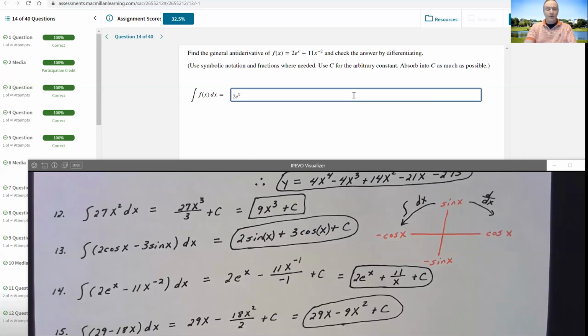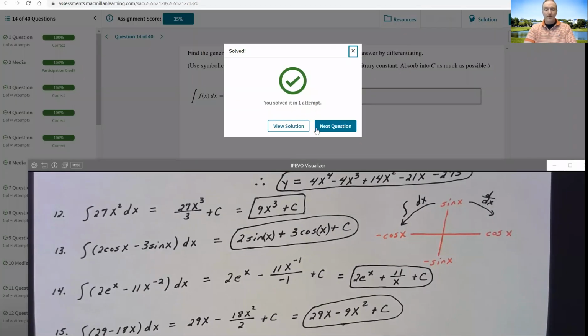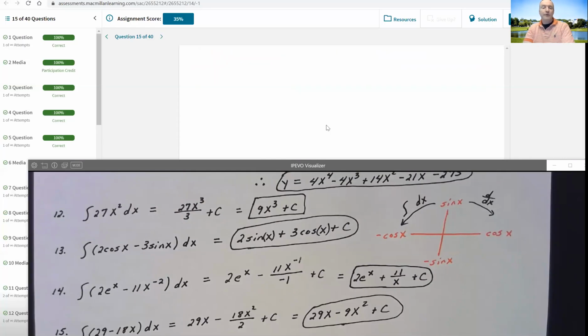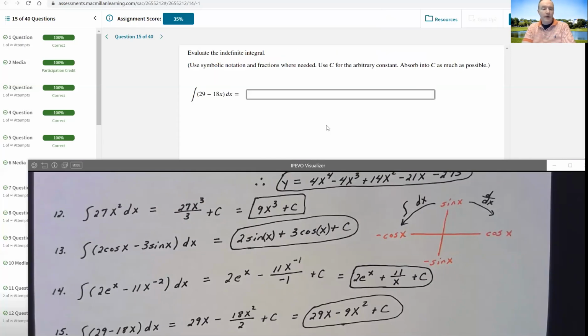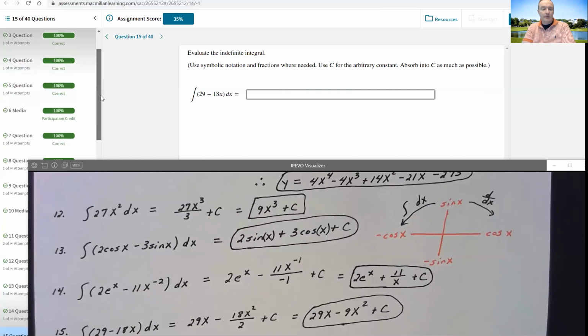And then let me make sure I didn't do a capital X there. It looks like a capital X, but it's not. And then plus 11 over x plus our constant of integration. And that should be the correct answer. And it is. Last one I'll do in this video, and then we'll look at the rest of the problems in future videos for this section.